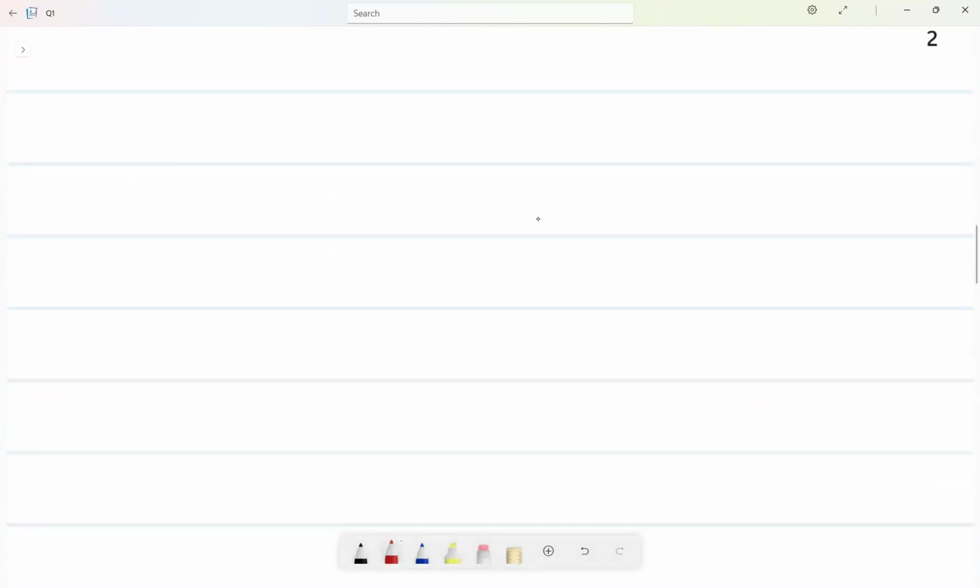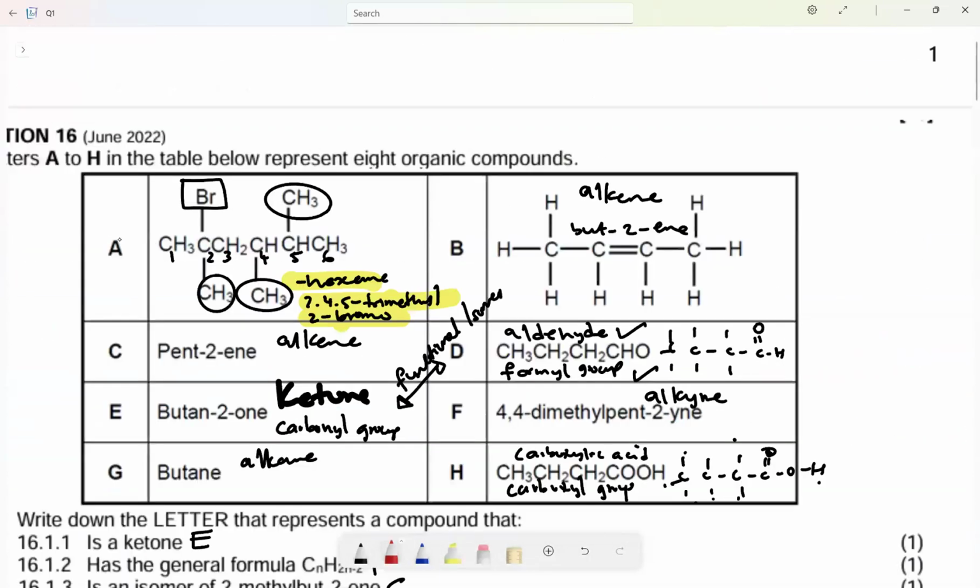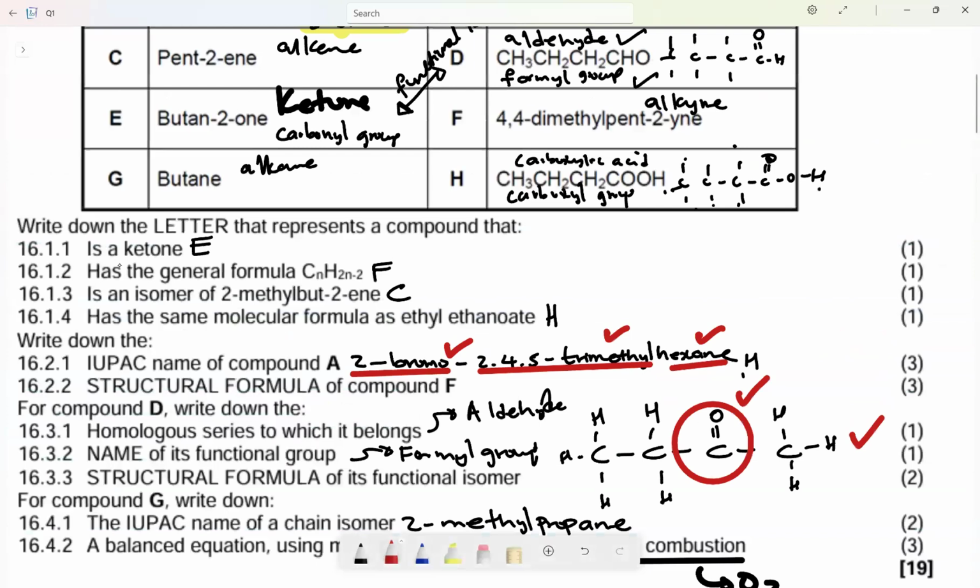Okay, so yes, that was all for this type of question. Nomenclature is very, very interesting. You should be in a position of getting full marks.